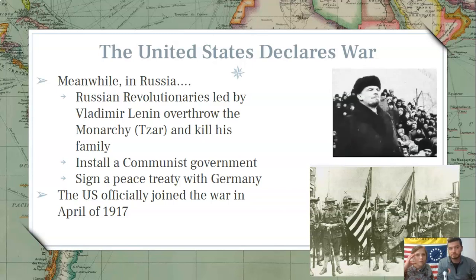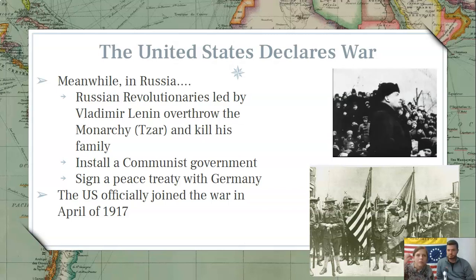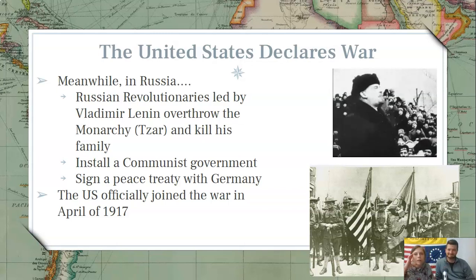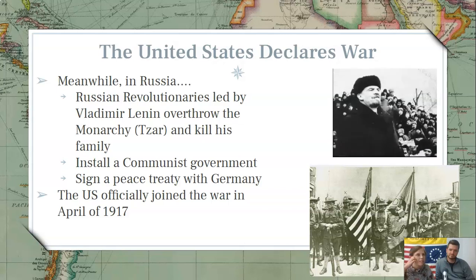And we came a-running. Things aren't going so well in Russia either at the time. There are revolutionaries in Russia led by Lenin, and they overthrow the Tsar, the monarchy in Russia, and they kill his family. If you ever want to talk about whether or not they secretly survived, come see me sometime. It's a good story. Then they install a communist government in Russia and sign a peace treaty with Germany. And at this point, the U.S. is like, oh, we're all in. And we come a-running and we join the war in April of 1917.